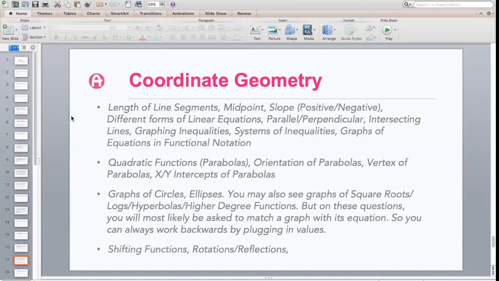They'll also be required to shift these functions, and they will see rotations and reflections, which might not be straight up line graphs, but they might be shapes on the coordinate grid. And it asks, what would a 90-degree counterclockwise rotation look like? And then there'll be a bunch of pictures to choose from.